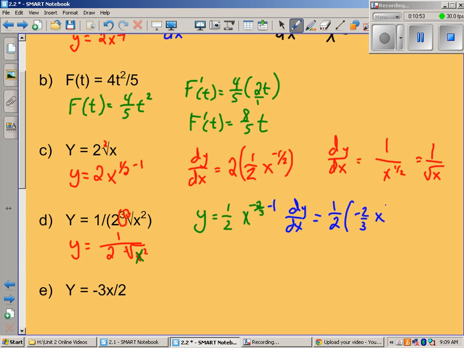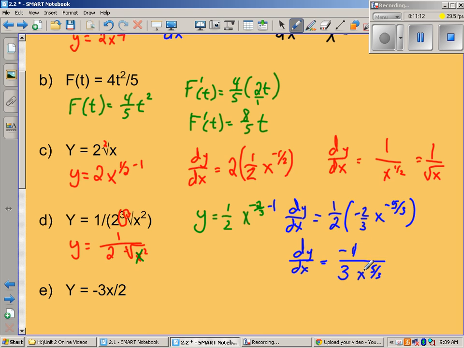And so my final answer, my dy dx, well, when I multiply these guys together, I get negative 1/3. And so the 3 is on the bottom, and since this is a negative 5/3, I'm going to write this as x to the 5/3, and that's fine. You don't have to simplify that anymore.